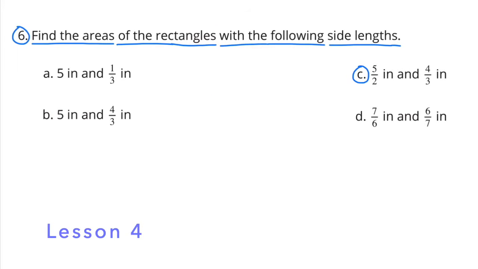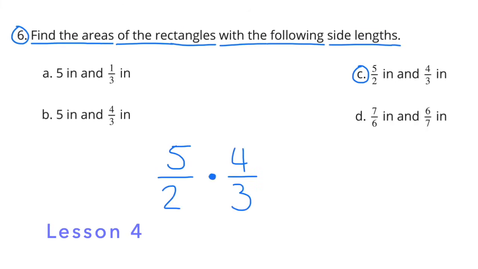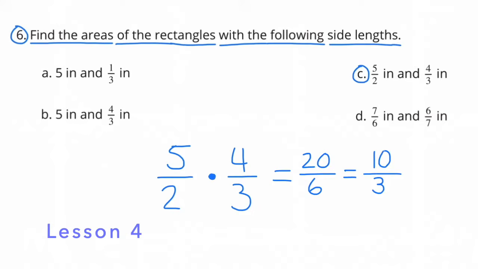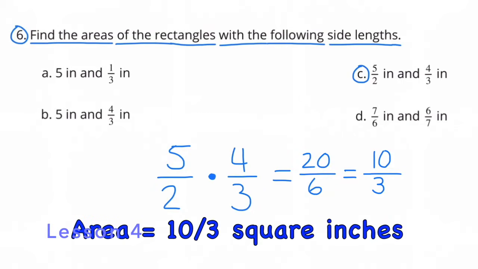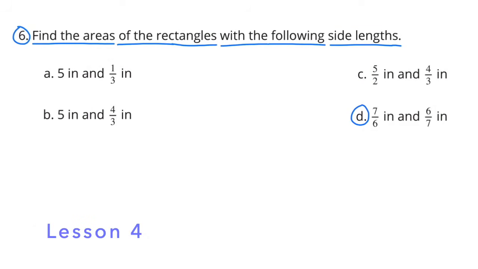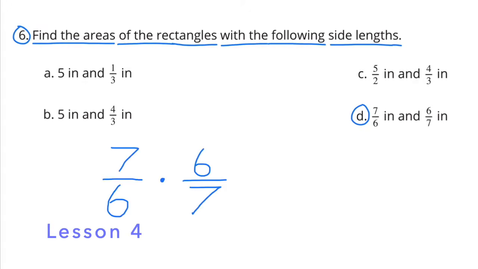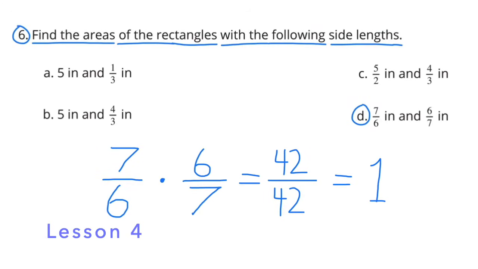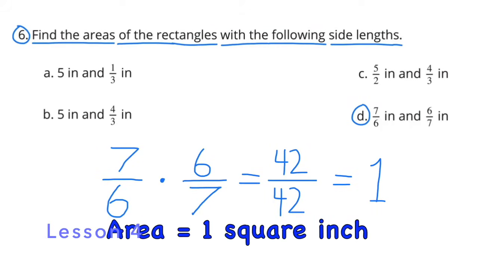C. 5/2 inches and 4/3 inches. 5/2 times 4/3 equals 20/6, which is the same as 10/3. 10/3 square inches. D, 7/6 inches and 6/7 inches. 7/6 times 6/7 equals 42/42, which is the same as 1. The area is 1 square inch.